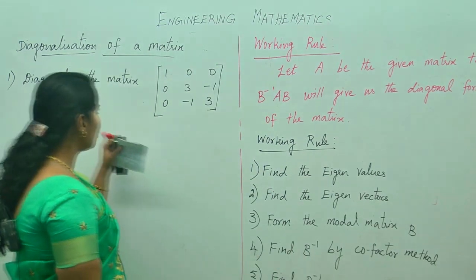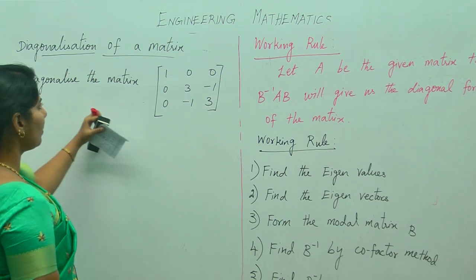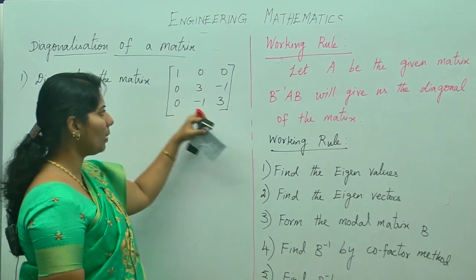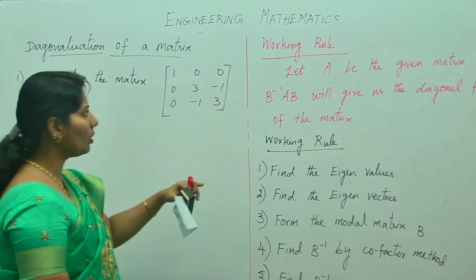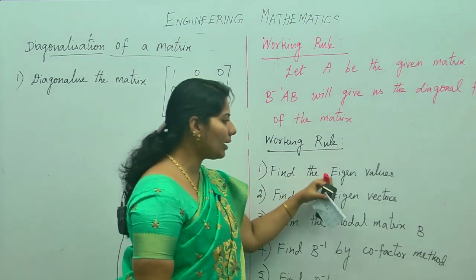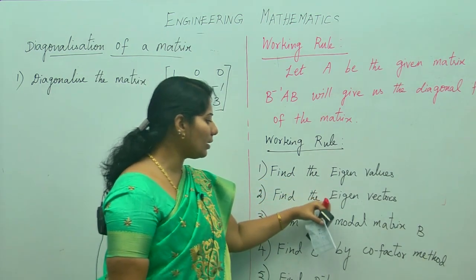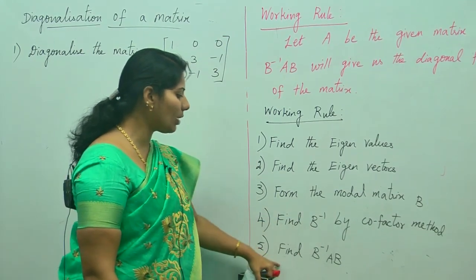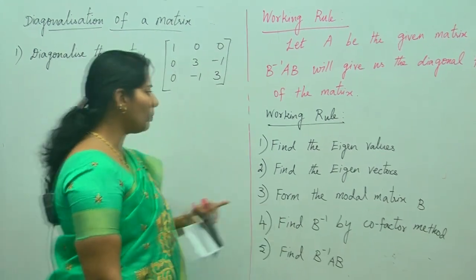I am going to show you the example. Diagonalize the matrix 1 0 0, 0 3 minus 1, 0 minus 1 3. This is the working rule to find the diagonalization of a matrix. Find the eigenvalues, find the eigenvectors, form the model matrix and find B inverse AB, the product.